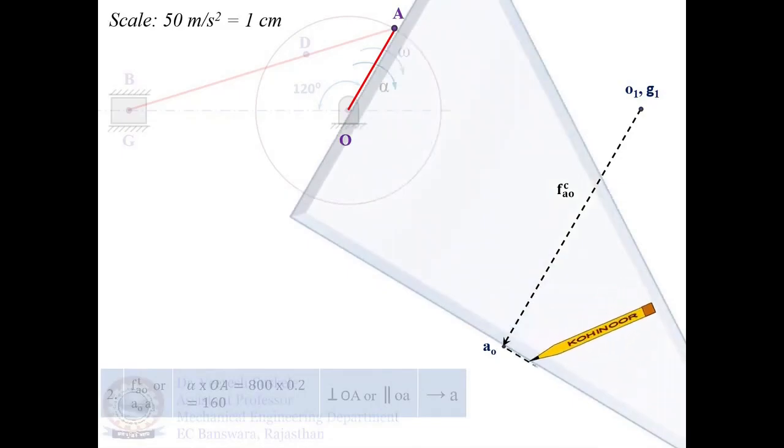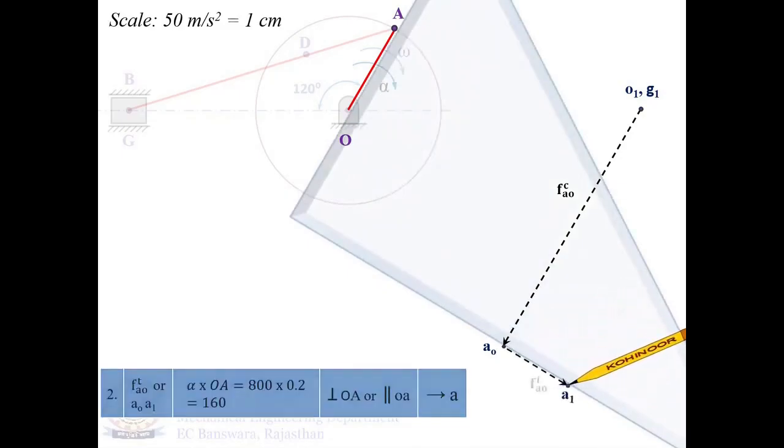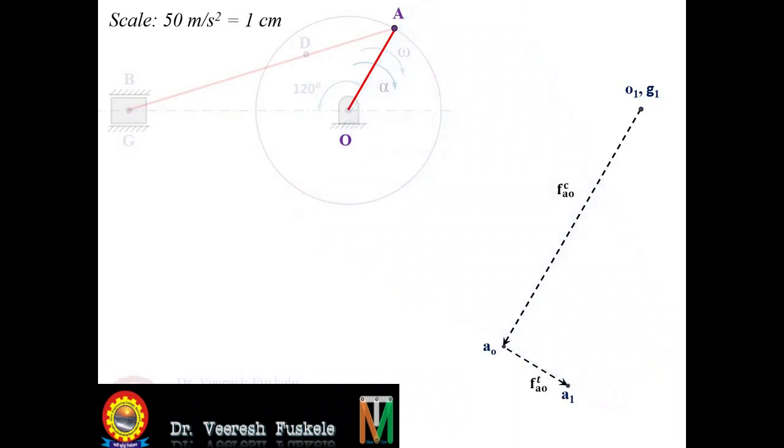So we will draw the vector perpendicular to AO by keeping one of the sides of the set square on the link and another side on AO. So we will get A1 representing AO. A1 will be representing the tangential component of A relative to O. After getting A1, we will join A1 to O1. So we will get the total acceleration of A relative to O.